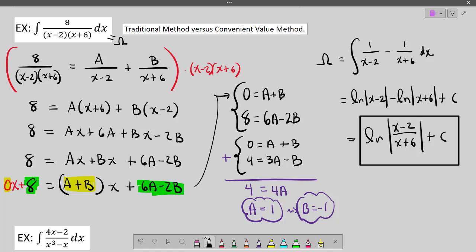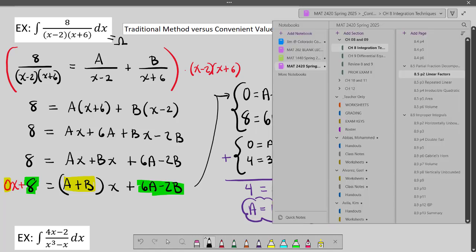So, not a bad technique. Not a bad technique. Let me just check one thing. I'm trying to remember if I didn't check this before class.